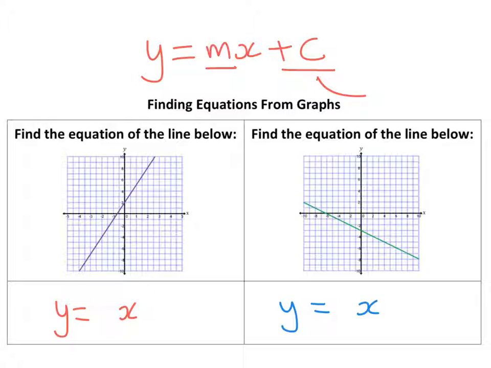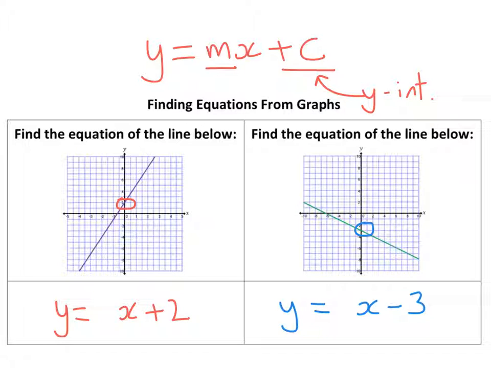Now this is the y-intercept, y-int, and where does the line cross the y-axis? Well, here it is, it's at 2, so plus 2. Where does it cross here? Well, it's at minus 3. So there you go. Pretty straightforward first of all.